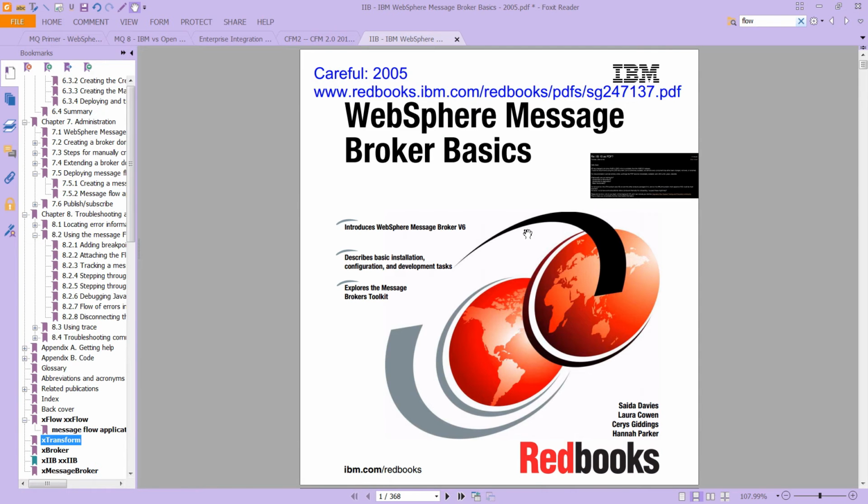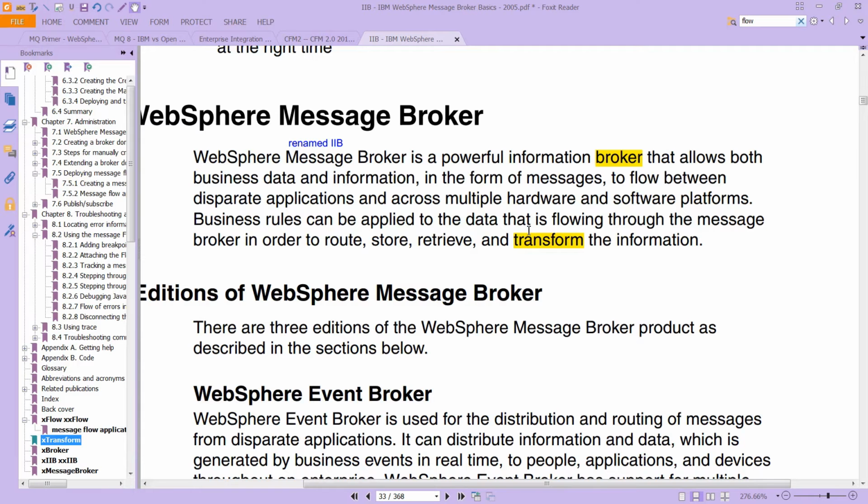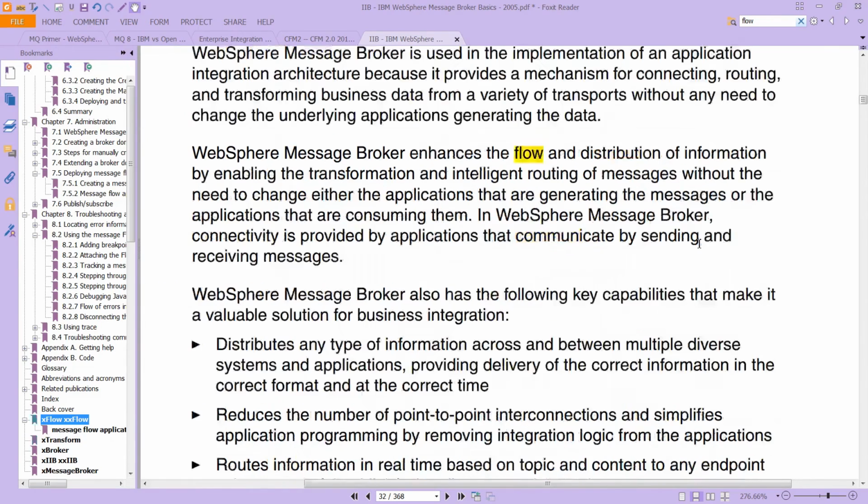Basically, the point here is that if you look at what this is, it's WebSphere Message Broker. Remember, that's been renamed to IIB, or IBM Integration Bus. It is a powerful information broker that allows both business data and information in the form of messages to flow between disparate applications and across multiple hardware and software platforms. We know all this. We've talked about all this, but business rules can be applied to the data that is flowing through the message broker in order to route, we've talked about that, store, it's the DB2, retrieve DB2, and transform the information. This doesn't have to be DB2, but transform, right? So we've talked about that as translation. Well, how does that happen? Well, we just looked at part of it. That happens through a flow.